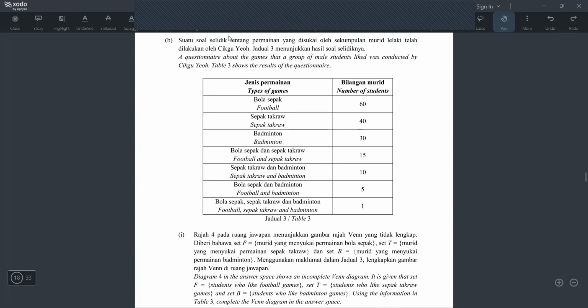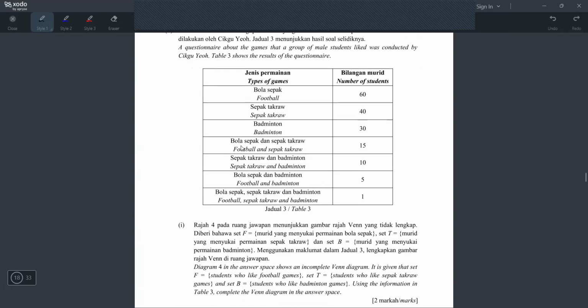We can continue with question B. Let's go. A questionnaire about the games that a group of male students liked was conducted by Cikgu Yo. Table 3 shows the result of the questionnaire: football, sepak takraw, badminton, football and sepak takraw, sepak takraw and badminton, football and badminton, football, sepak takraw and badminton.